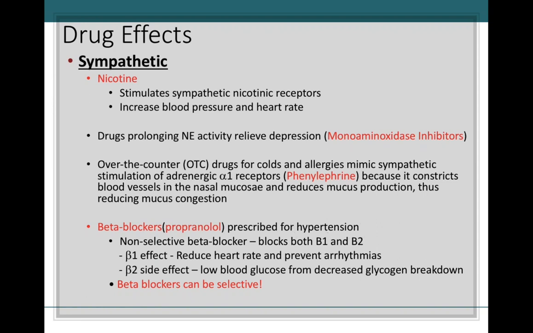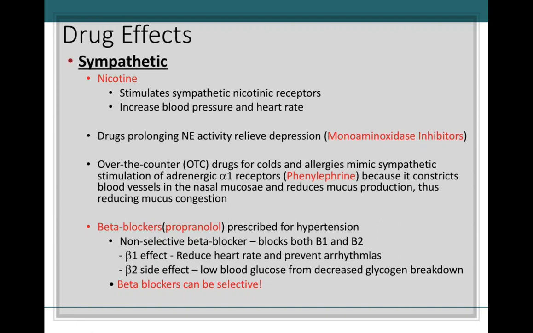So what's interesting about our beta blockers is that they can either be selective or non-selective. A non-selective beta blocker will block both beta-1 and beta-2 adrenergic receptors, while a selective beta blocker is going to block just beta-1 receptors or just beta-2 receptors.